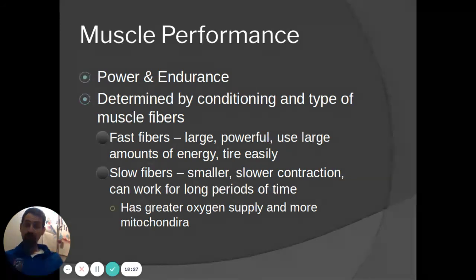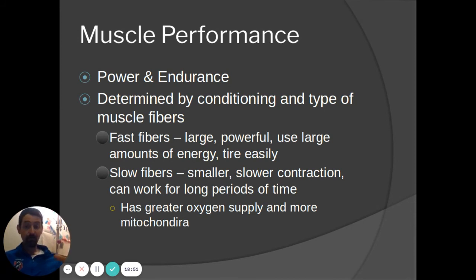Fast fibers or fast twitch are large. They're larger in diameter. They're powerful. They can contract really rapidly. They use large amounts of energy and especially sugars, and they tire quickly. They can use up their oxygen really fast. These are like your big giant V8 engines of your body.